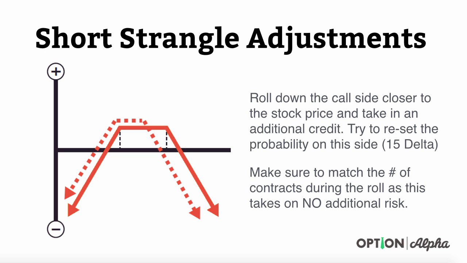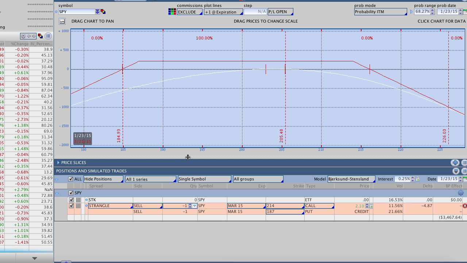This takes on no additional risk for your broker, but that increase in premium helps offset some of the potential loss in the trade and helps widen out your break-even points. So let's actually go here to the Thinkorswim platform and take a look at an example right now.